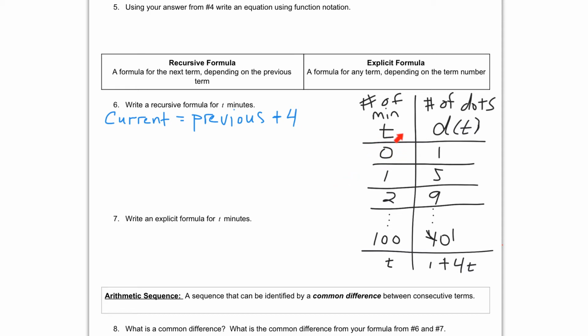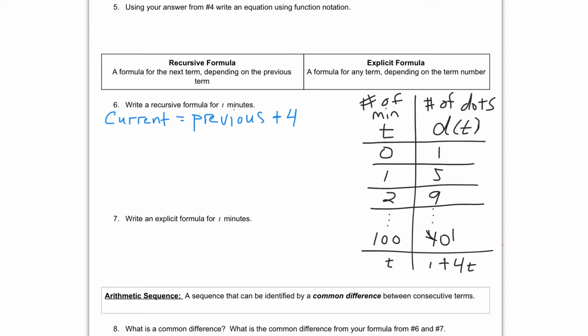So right here we have 0 and we have 1 dot. So if I wanted to find 1 would be our current. And to find what number of dots we have at 1 minute, we would take the previous term, which is this, and add 4 to it to get 5. Then we could take this previous term, add 4, we would get 9 to get the number of minutes at 2. And so forth as we move down our table.